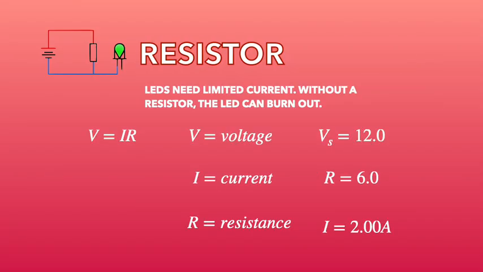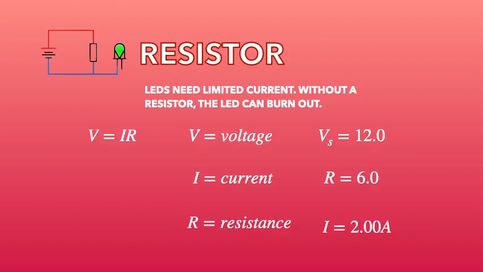LEDs need a limited current to work safely. Without a resistor, too much current can flow through the LED, causing it to heat up and burn out very quickly. That's why we use a resistor in the circuit to control the current. This idea is explained using Ohm's law, V = I x R, where V is voltage, I is current, R is resistance. We can rearrange it to find current.